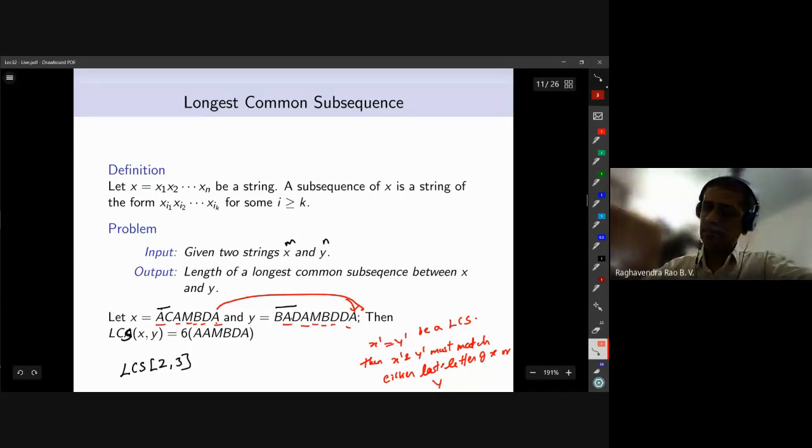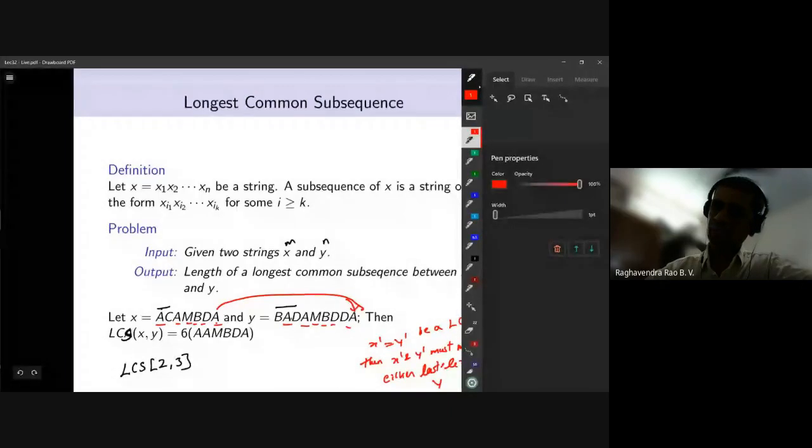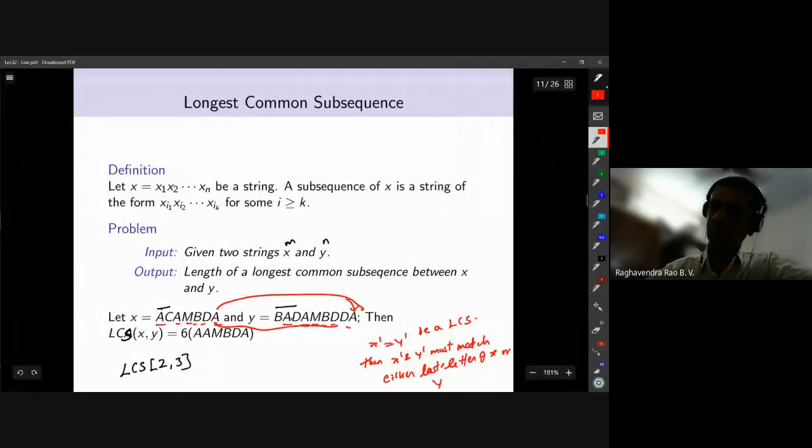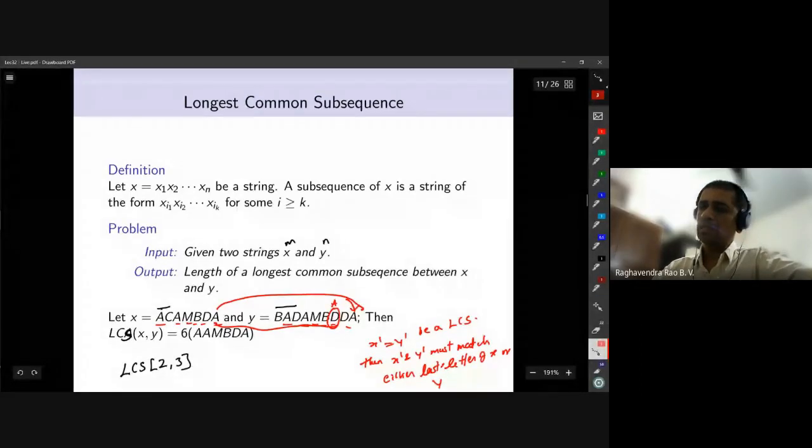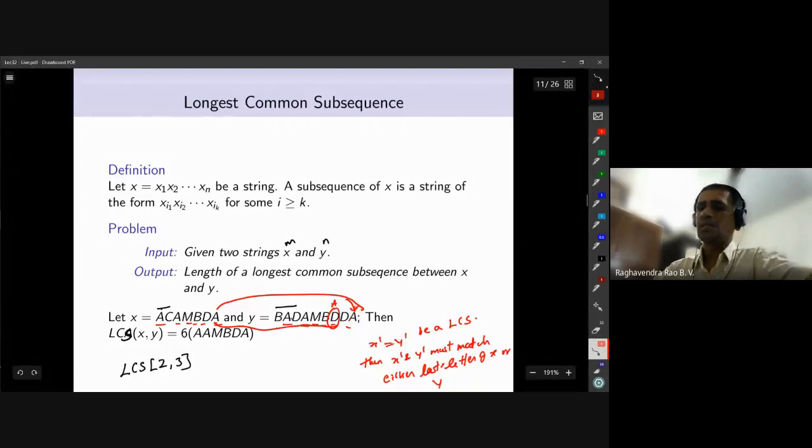So what I'm saying is, suppose A is matched elsewhere, say A is matched here. So A is somehow matched somewhere here. So this was an A, let's suppose. Now I can consider y prime by dropping this A, but considering this A. It's the same y prime. Y prime does not change. So what I would have done is I would have matched this A with the last A here.